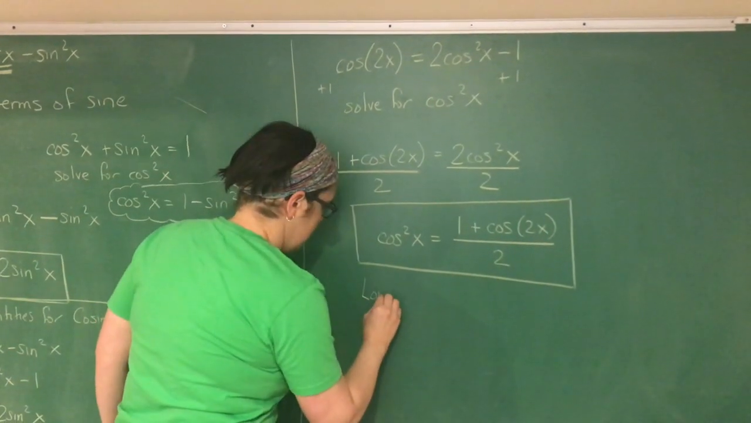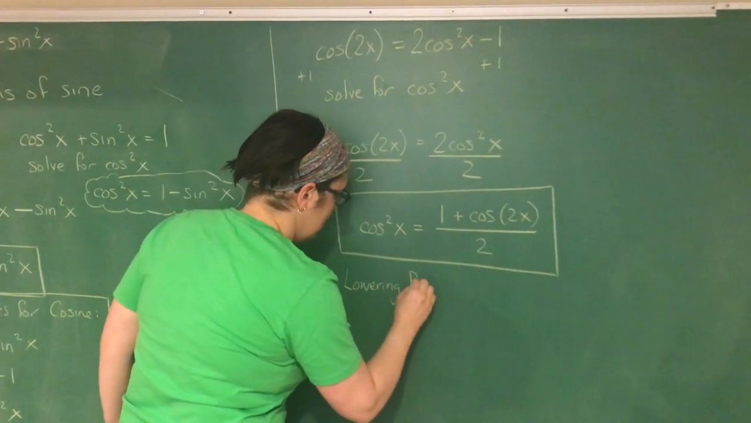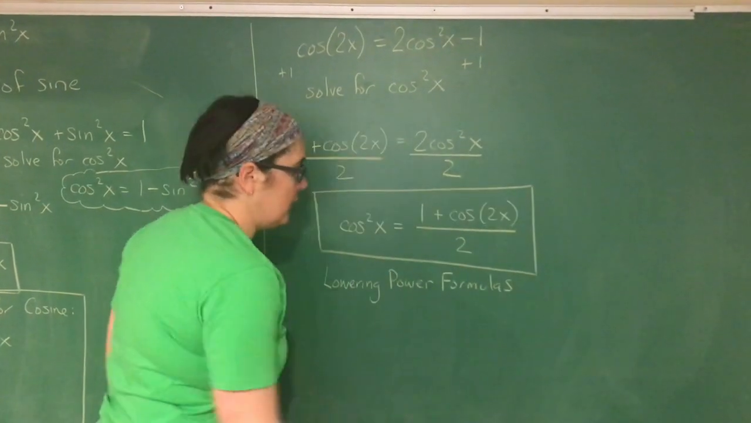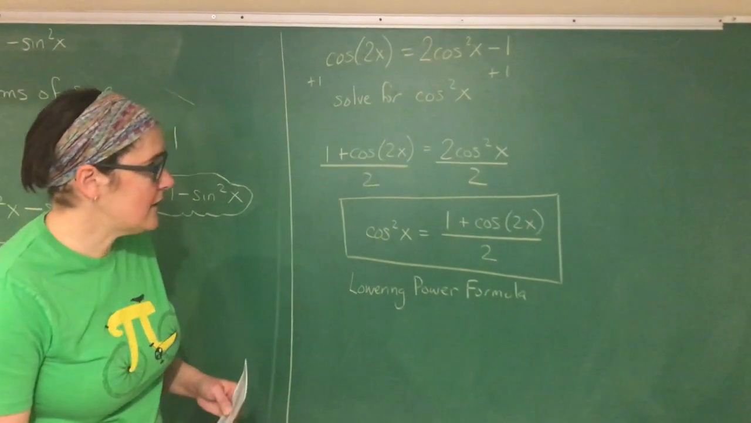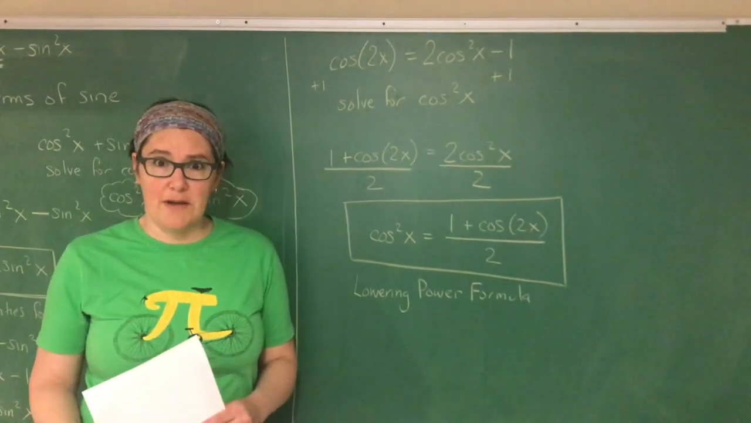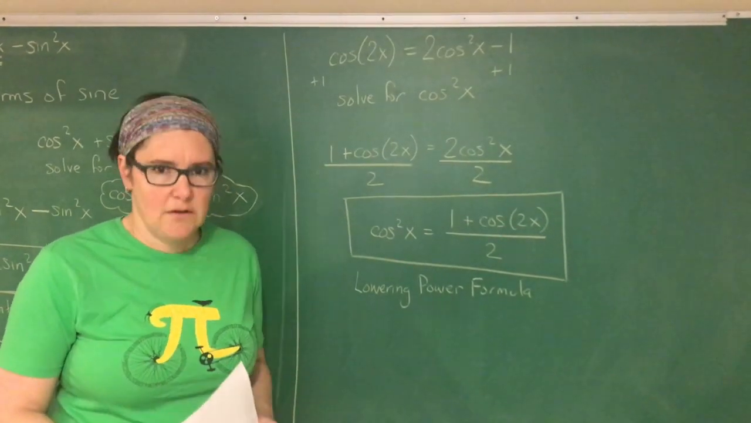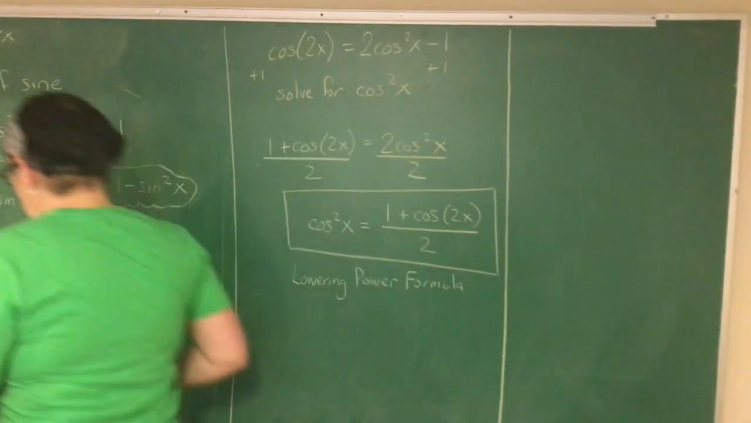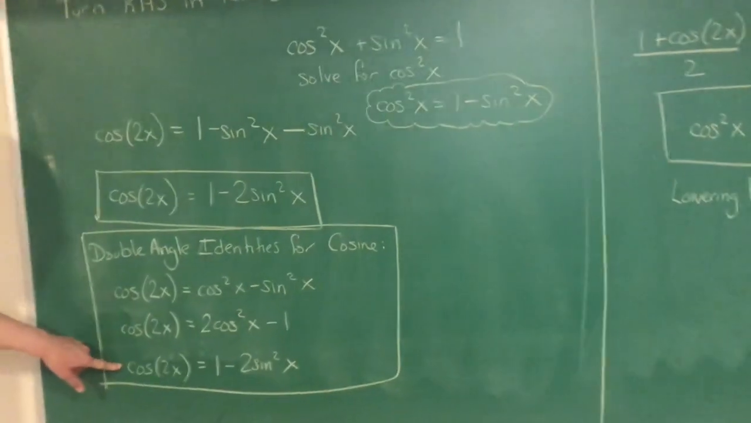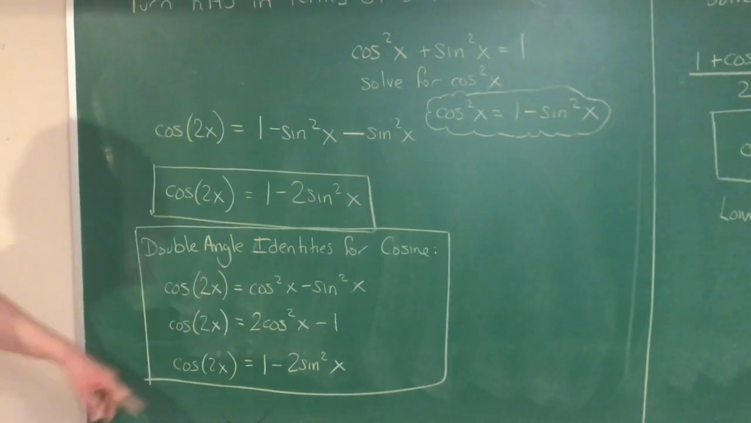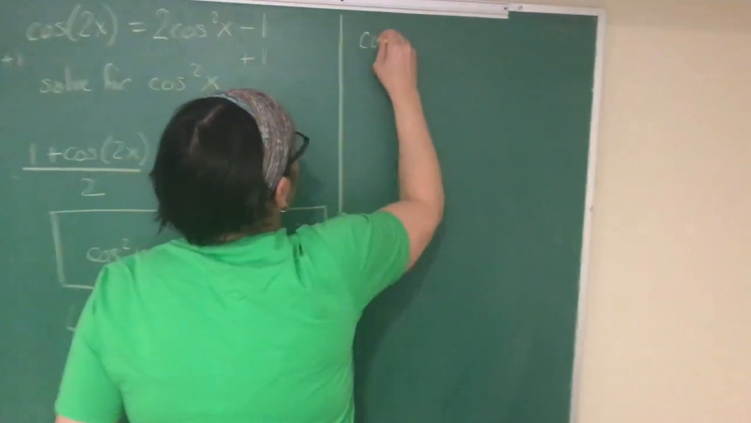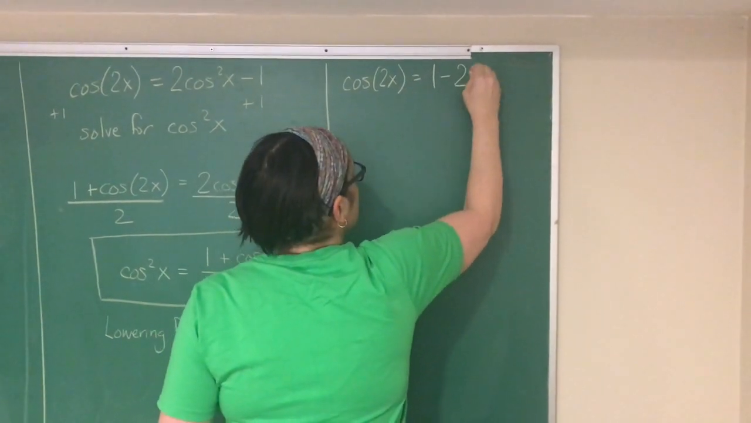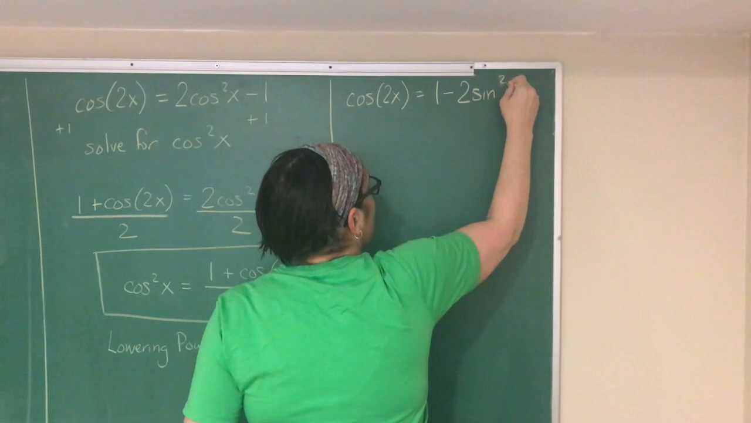And this identity is one of the identities that you do want to know. This is one of our lowering power identities, or lowering power formulas. Cosine squared x is equal to 1 plus cosine of 2x all over 2. All right, we can do something similar with our last equation down here. Cosine of 2x equals 1 minus 2 times sine squared x.